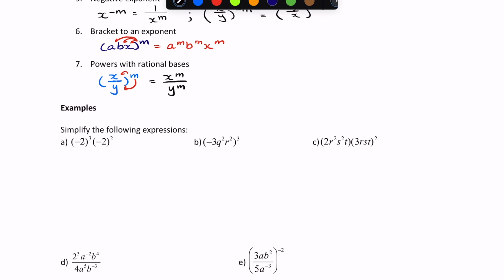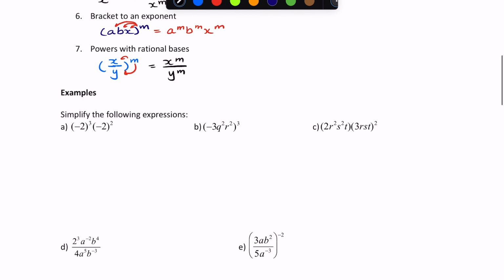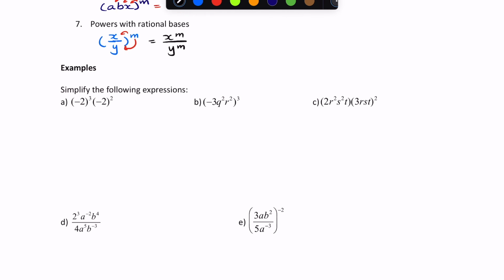Okay, so let's look at these examples here. It says simplify the following expressions. Again, we see here that the base of -2 is the same: -2 to the power of 3 times -2 to the power of 2. And so we keep the base and we add the exponents. So here would be 3 plus 2. So -2 to the power of 5 would be our answer.